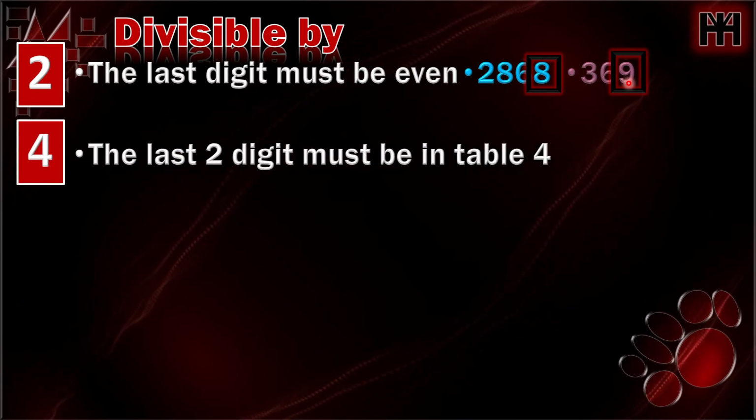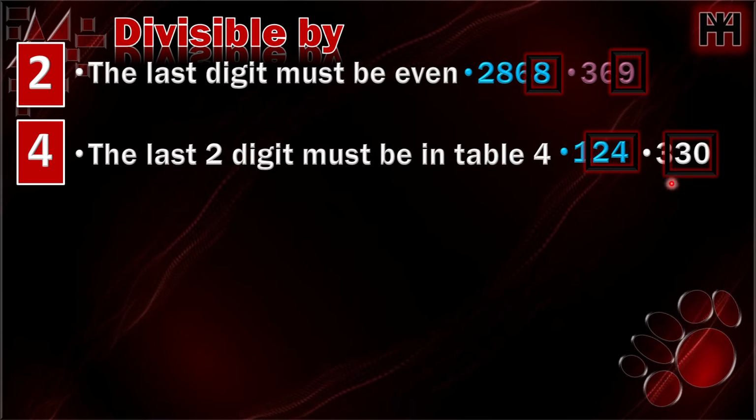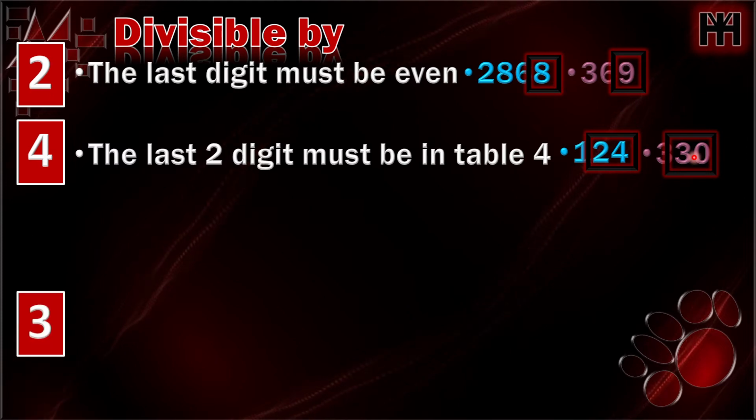Okay, for 4, you must see the last 2 digits, not only the last digit. They must be in table 4. Okay, let's see this number, 124. 24, the last 2 digits, are they in table 4? Yes, they are, so it is divisible by 4. Okay, let's see this number. The last two digits are 30. Are they in table 4? No. So this number is not divisible by 4.